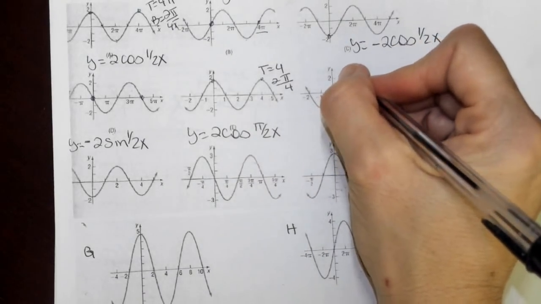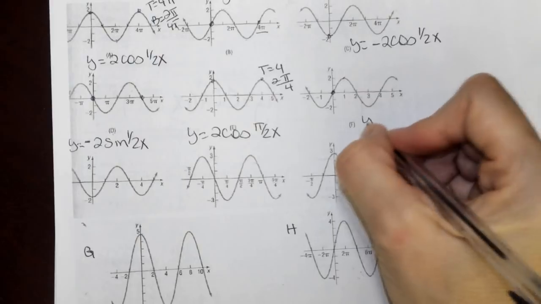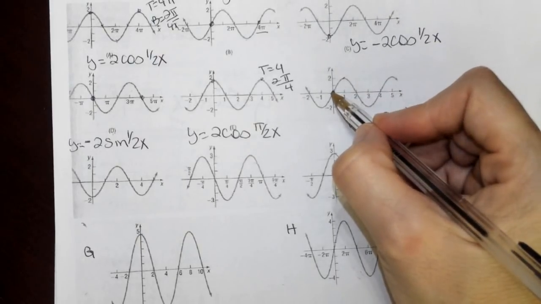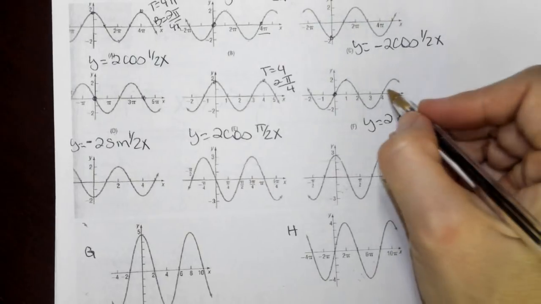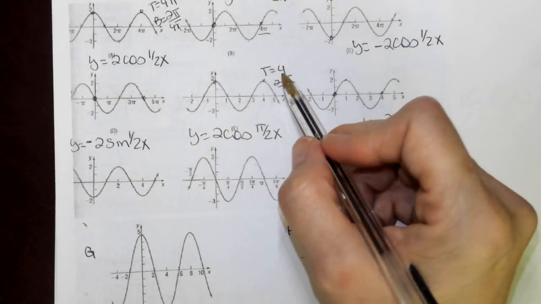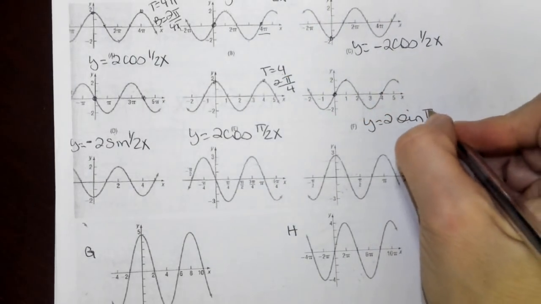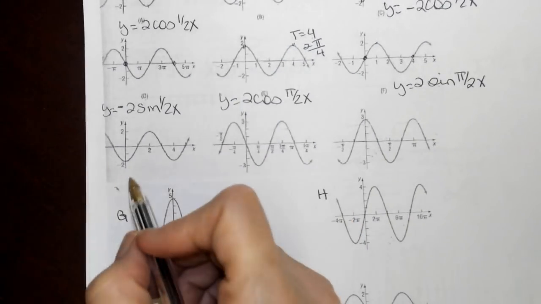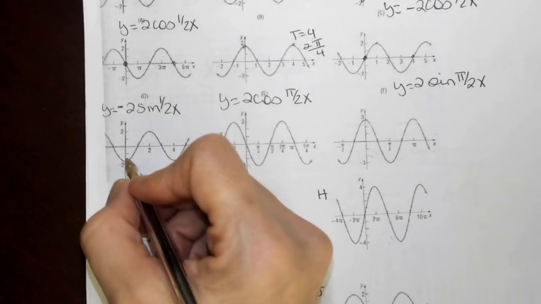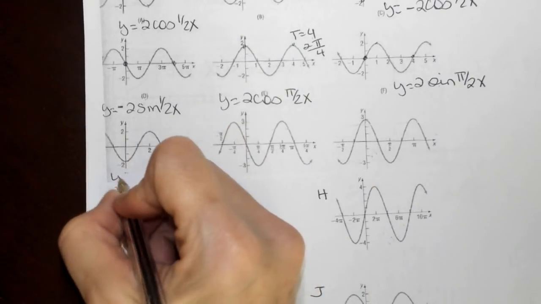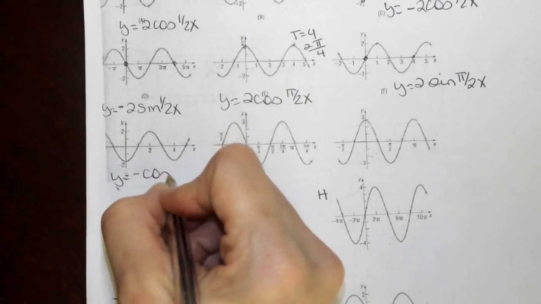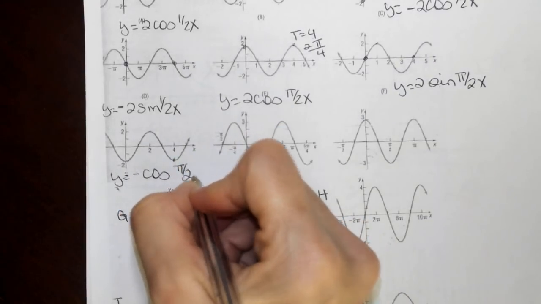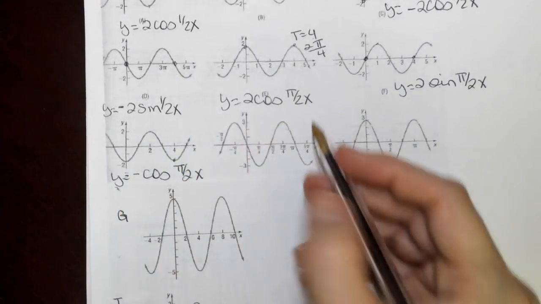I start at the middle and then go up 2, so it's y equals 2 sine, because I started at the middle, it's a sine, it went up, so it's positive. It also ends at the 4. We just talked about that one, so I know this is pi over 2x. All right, the next one starts at the bottom at -2, so I know it's a negative cosine. It ends at the 4 also, so again, it's pi over 2x.